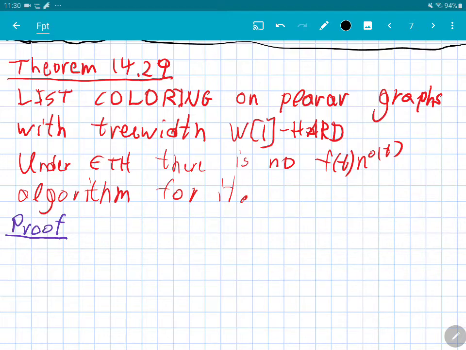Okay, so formally the claim is the following. If I give you a planar graph, which is an instance of list coloring, and this planar graph has treewidth t, then the problem is W[1]-hard and cannot be solved in time better than n to the o(t) under ETH, right? And the reduction is exactly what you expected.